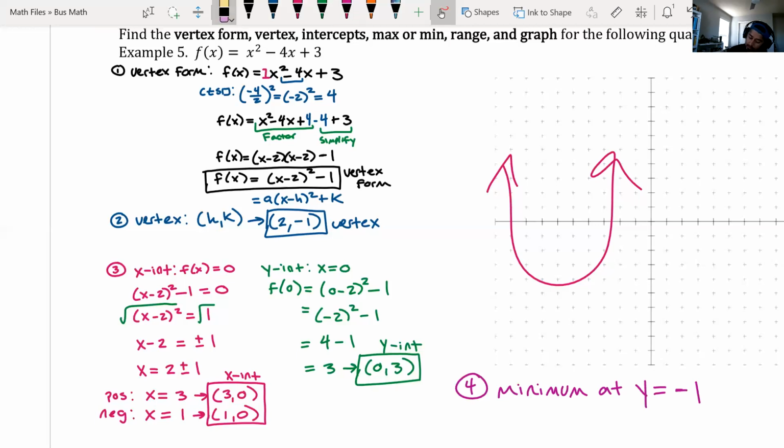Okay. Is k always y and h always x? That's it. Yep. So h is x, k is y, but like I said, since it's in a different formula, we label them differently.